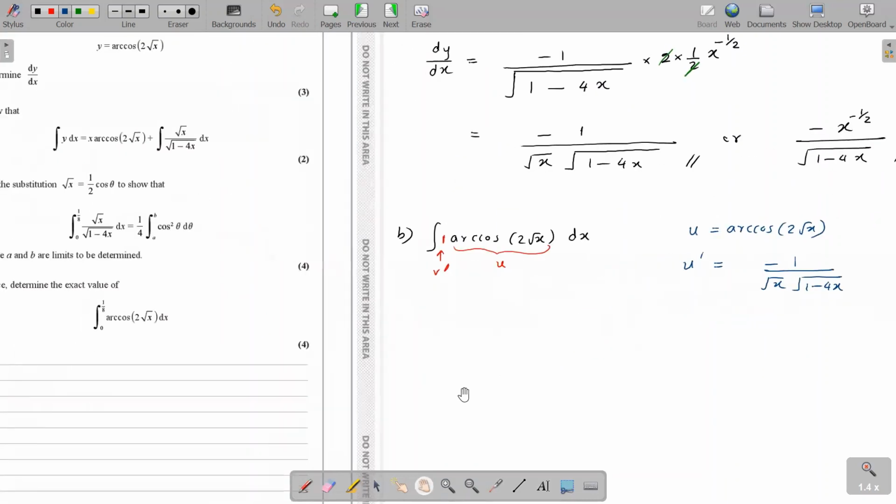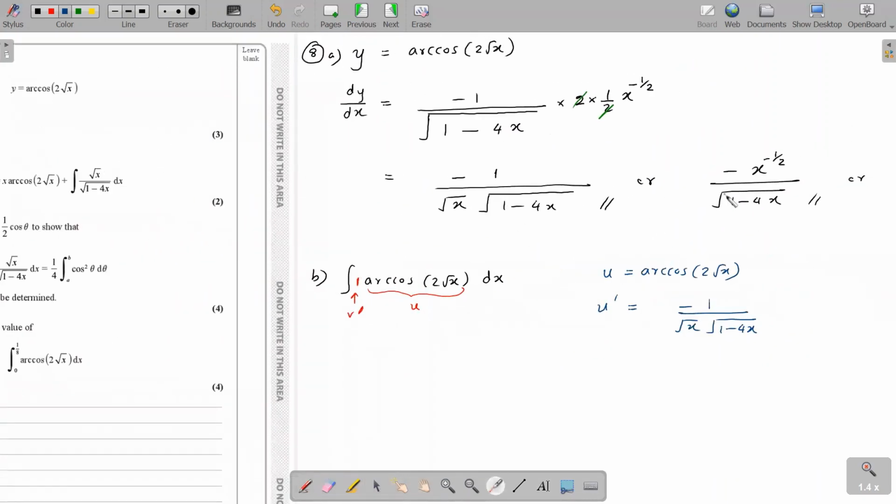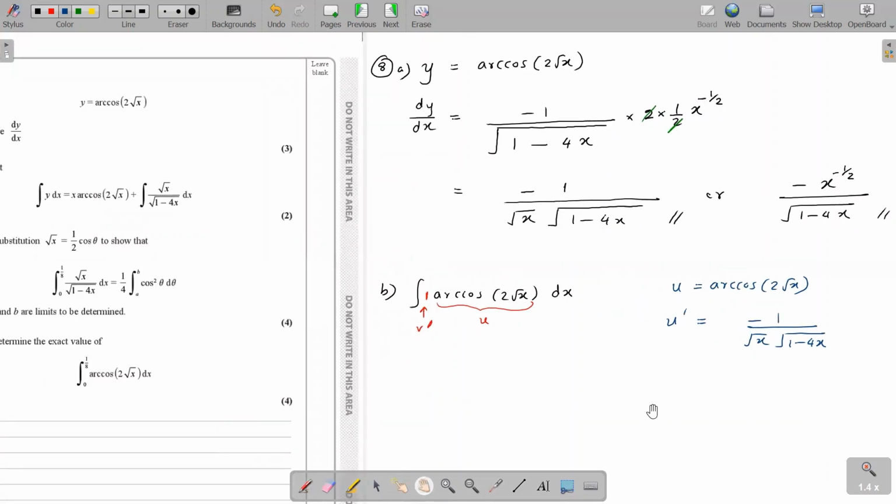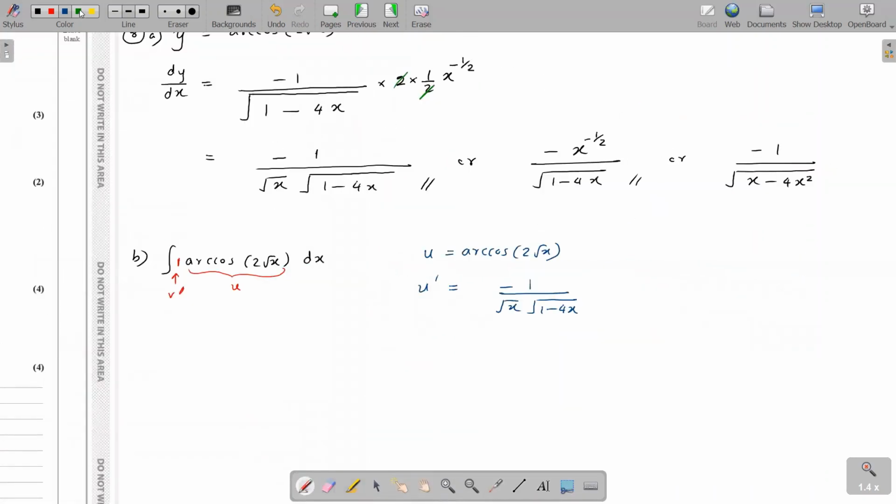You can go with either the first or the second. Any of these two should be okay. And then the v dash is 1. So v dash is 1. So v dash to v, we integrate. When you integrate 1, what do we get? We get x.